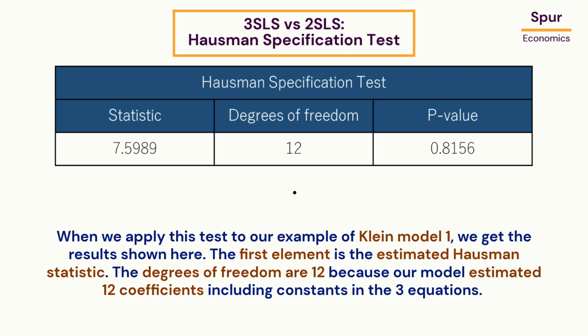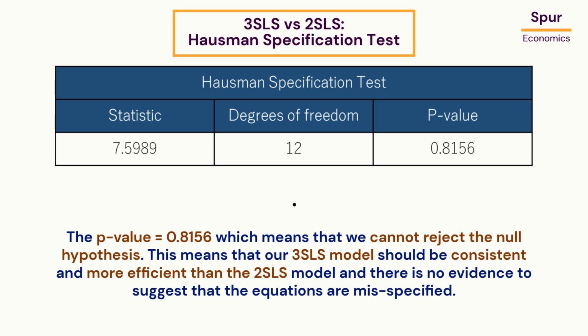When we apply this test to our example of Klein Model 1, we get the results shown here. The first element is the estimated Hausman statistic. The degrees of freedom are 12 because our model estimated 12 coefficients including constants in the three equations. The p-value is 0.8156, which means that we cannot reject the null hypothesis. This means that our 3SLS model should be consistent and more efficient than the 2SLS model, and there is no evidence to suggest that the equations are misspecified.